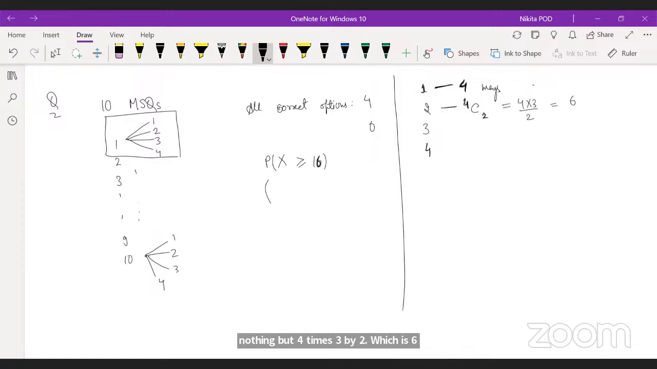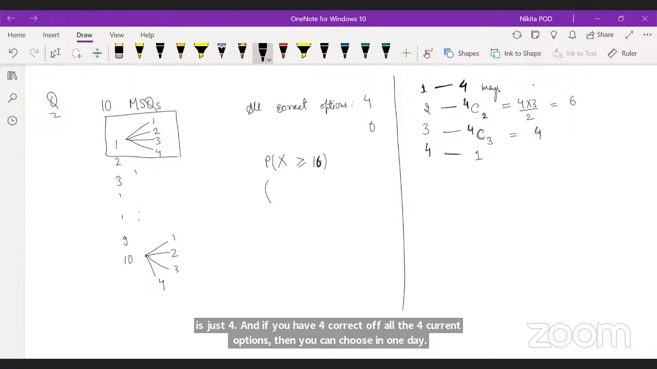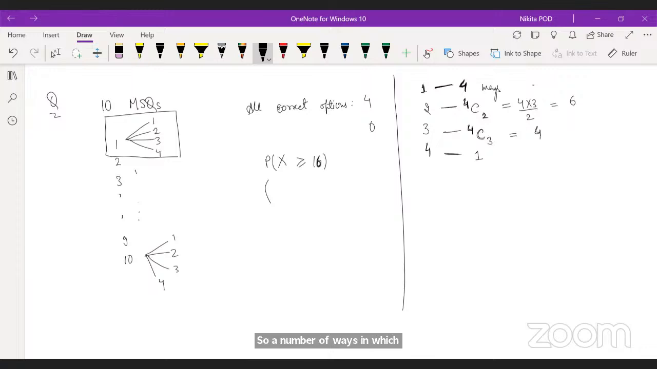Now, if we have 3 correct options for a question, you can choose the answer in 4C3 ways, which is just 4. And if all 4 options are correct, then you can choose in 1 way. So the number of ways in which you can select the options is 4 plus 6 plus 4 plus 1. That is 15 ways.